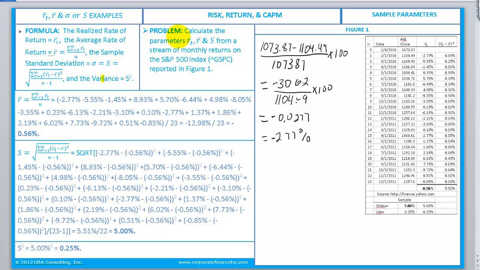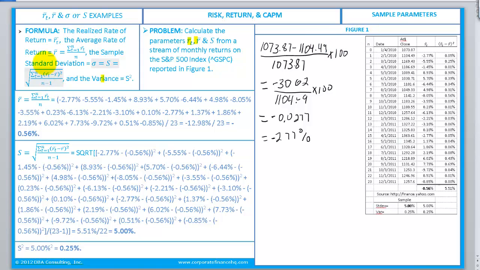So our problem today is to calculate the parameters R hat sub t, R hat, and S from a stream of monthly returns on the S&P 500 index, GSPC, reported in Figure 1. So how are we going to do this?